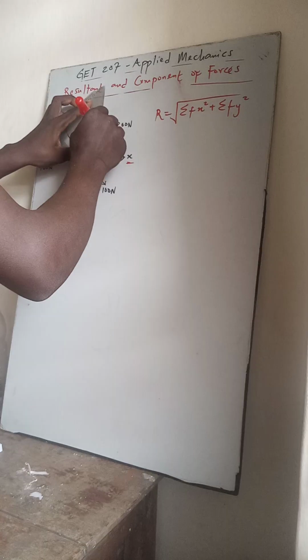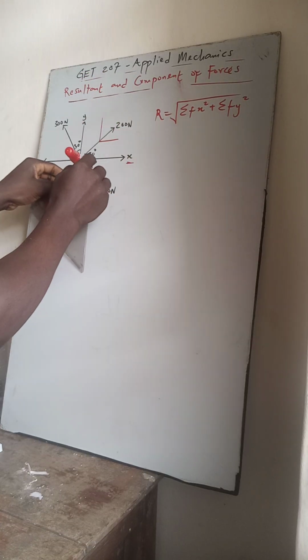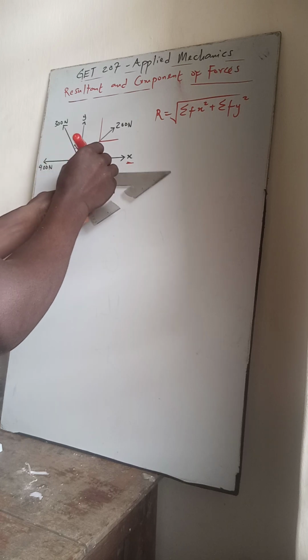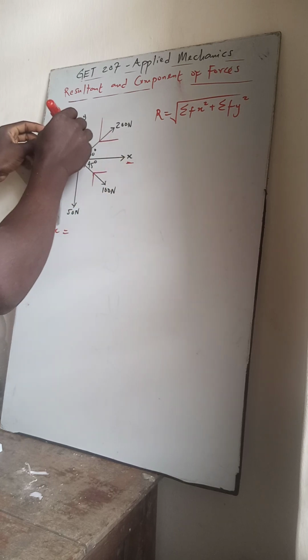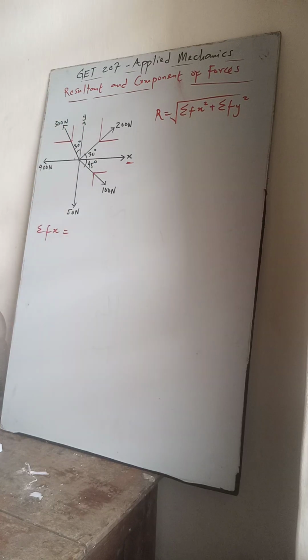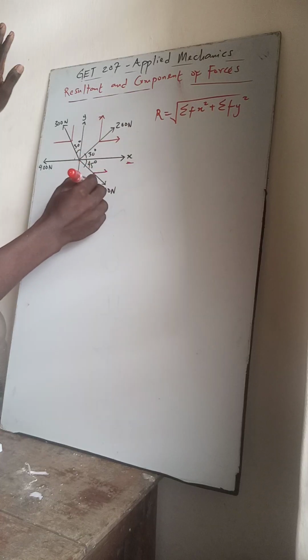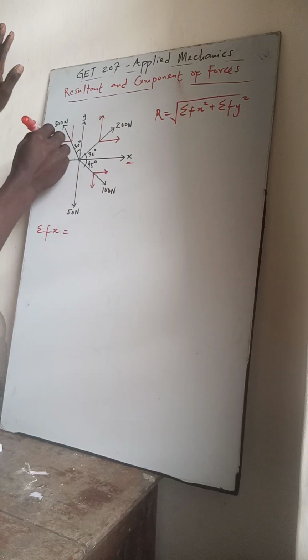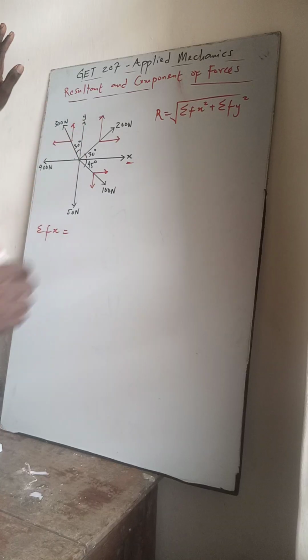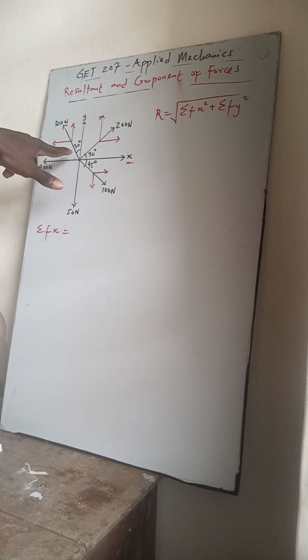So this is how we go about it. We resolve this to horizontal and vertical. This also we resolve into horizontal and vertical. Here too, horizontal and vertical. You can see, let's just put this arrow to know where it's going. So you can see this 200 newton has an angle of 30 acting to the horizontal.